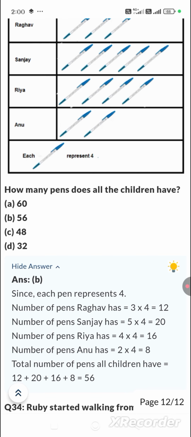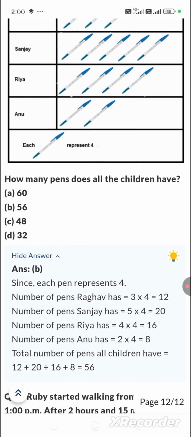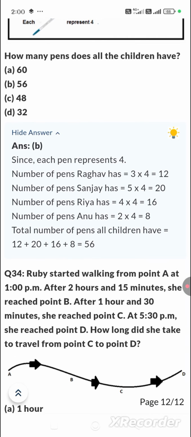Since each pen represents 4, number of pens Raghav has, 3 into 4, 12. Number of pens Sanjay has, 5 into 4, 20. Number of pens Riya has, 4 into 4, 16. Number of pens Anu has, 2 into 4, 8. Total number of pens all children have is 12 plus 20 plus 16 plus 8 equal to 56.